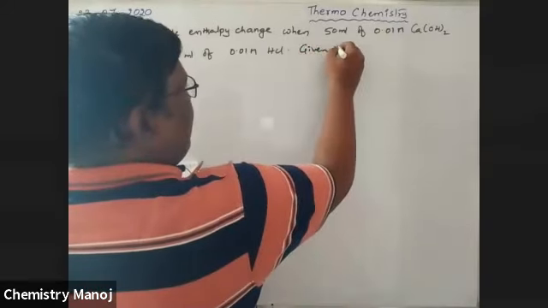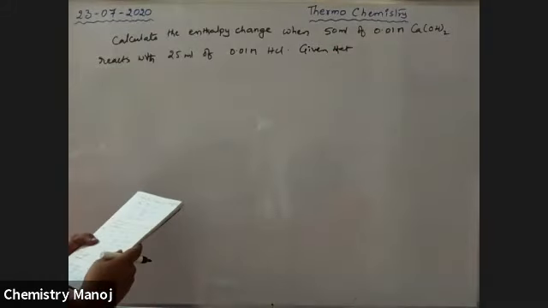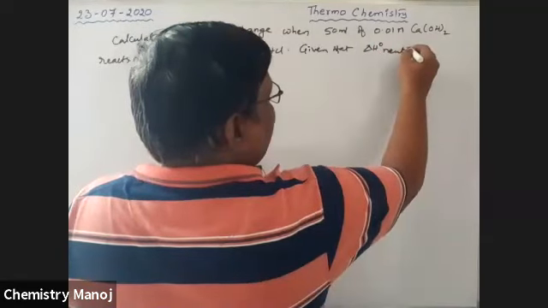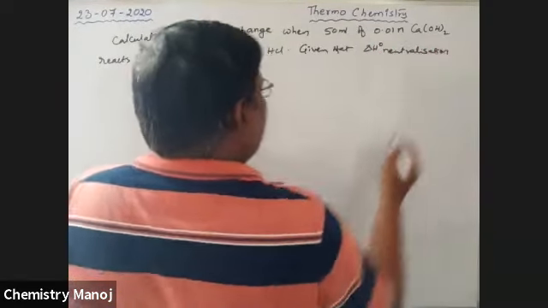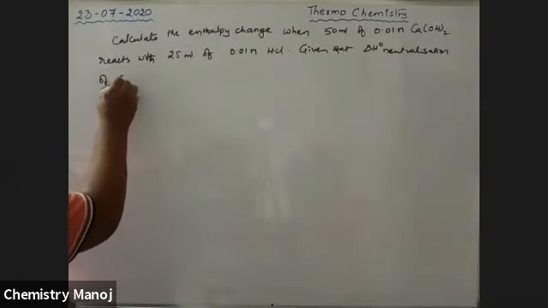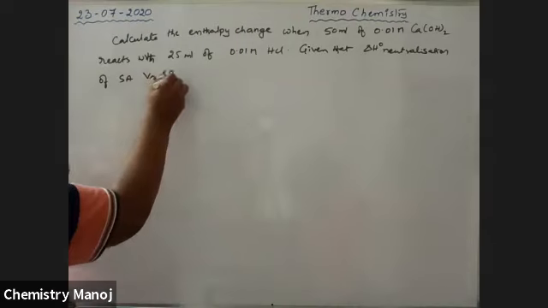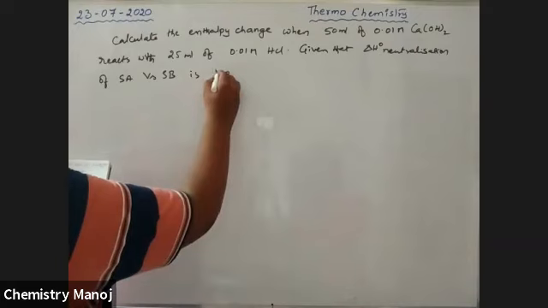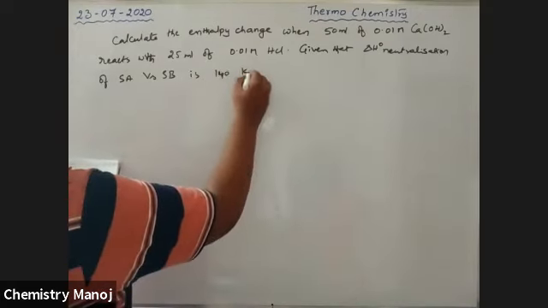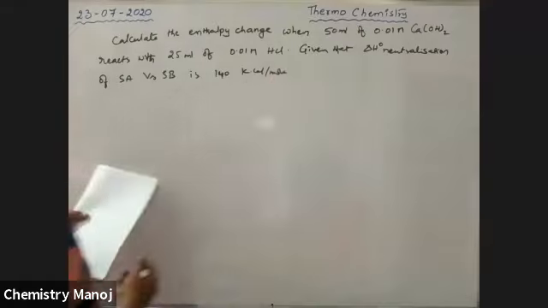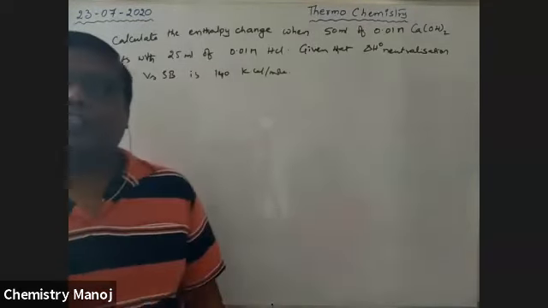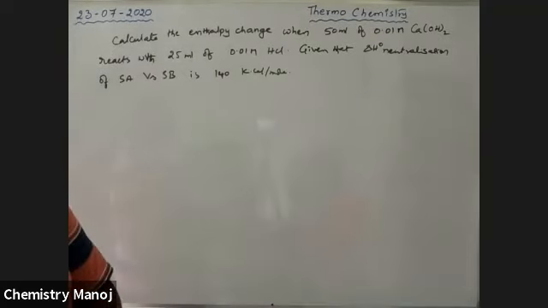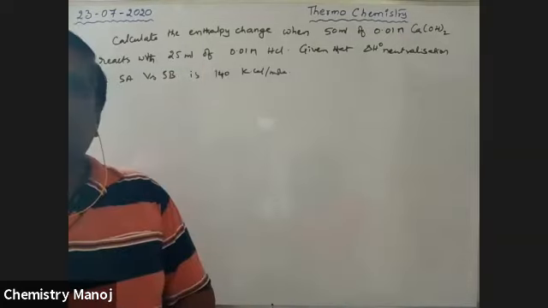Given that delta H naught neutralization of strong acid versus strong base is 140 kilocalorie per mole. So that is the question, boys. Try yourself. It is a basic heat of neutralization problem.